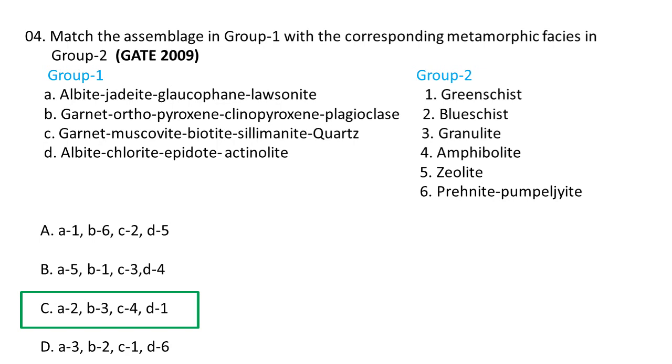So from this the correct option is C. Albite, jadeite, glaucophane and lawsonite correspond to blueschist metamorphic facies, and garnet, orthopyroxene, clinopyroxene, plagioclase correspond to granulite facies. Garnet, muscovite, biotite, sillimanite, quartz correspond to amphibolite facies, and albite, chlorite, epidote, actinolite correspond to greenschist facies. So C is the correct option.